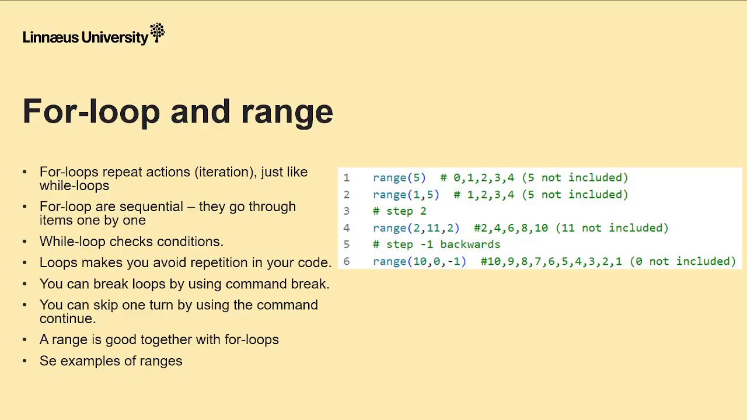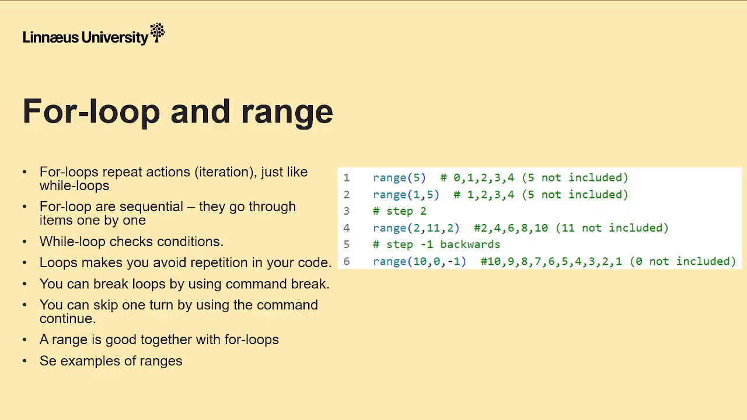Together with lists, we often use for loops. For loops are a repeating, just like while loops, but for loops are sequential. They go through items one by one. A while loop checks a condition, but in both cases they help you to avoid repetition in your code.